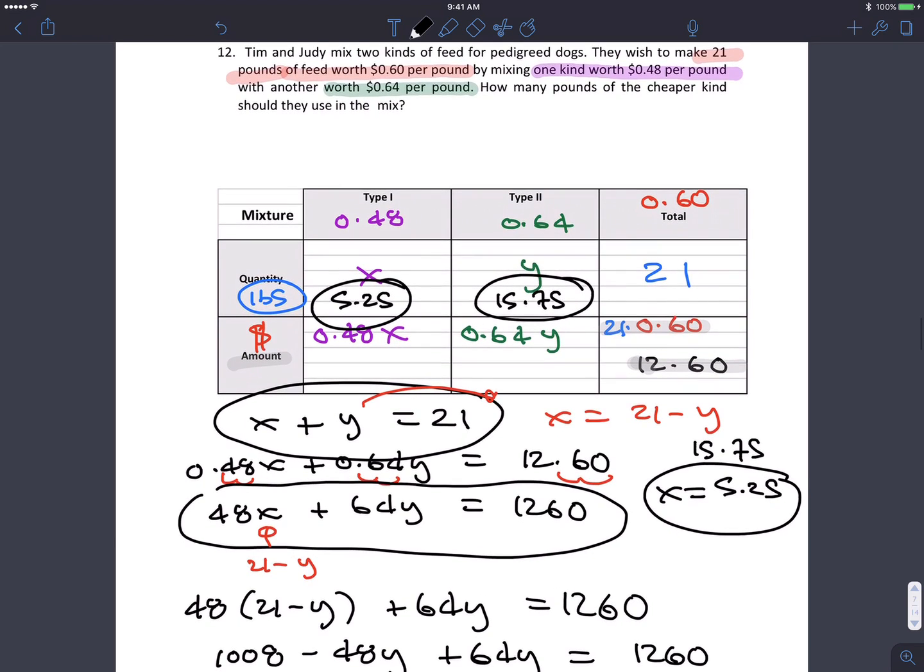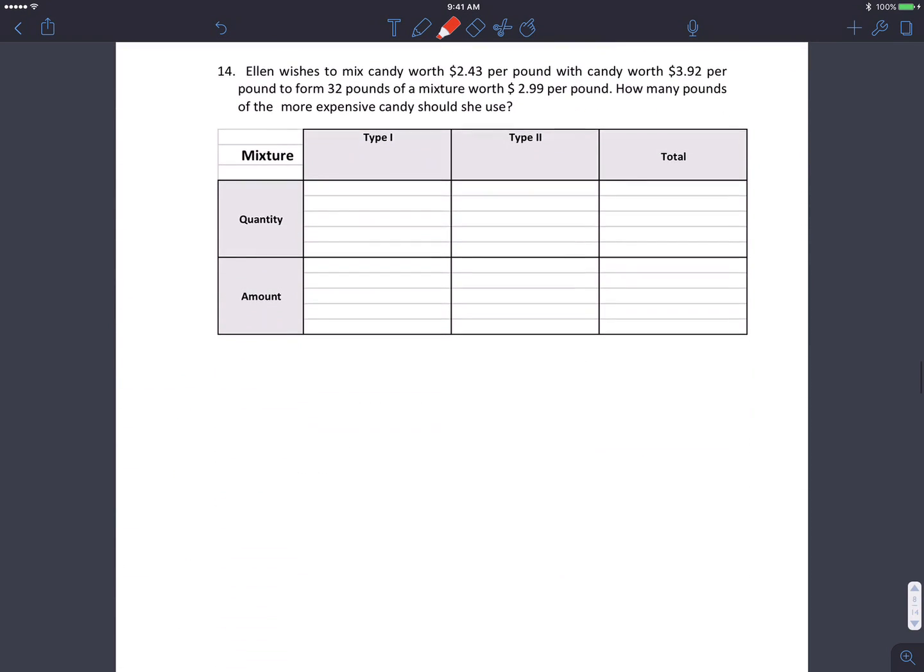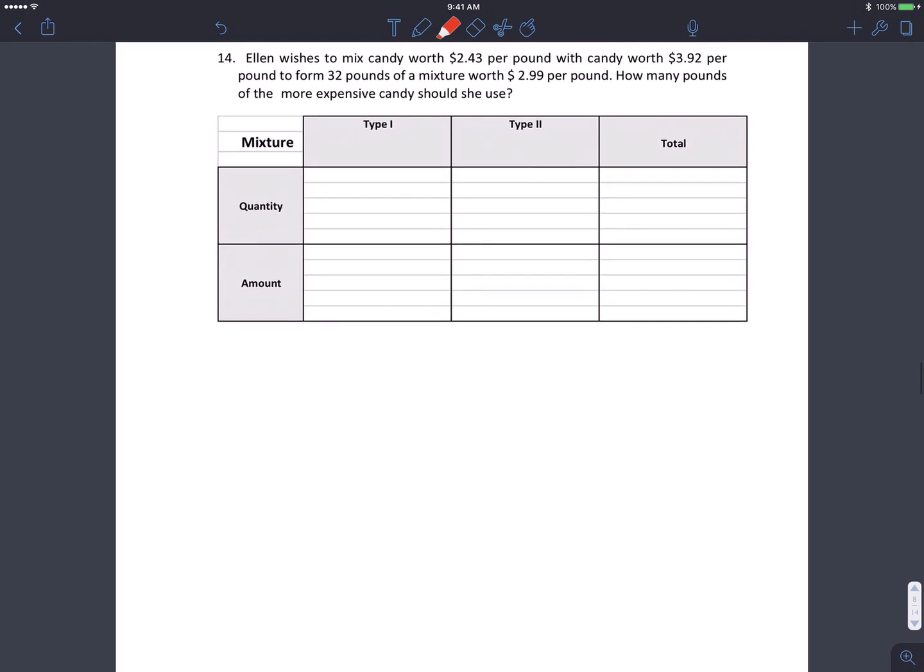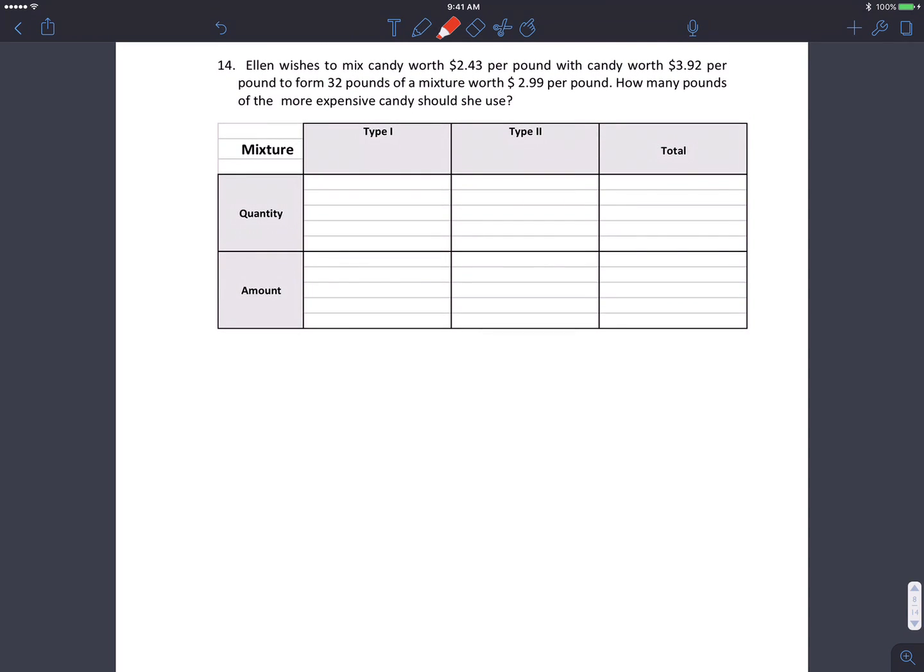Let's go back. They want to know how many pounds of the cheaper kind should they use. A little tricky. What is cheaper, 48 cents per pound or 64 cents per pound? 48 cents per pound, and you're going to need 5.25 pounds. That's your answer here. So this is how we handle the mixture question for number 12. Number 14 is the same type. It's candy, though. Let's be careful.